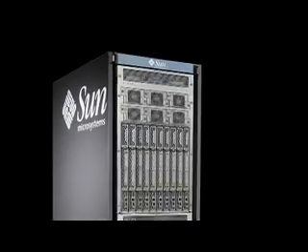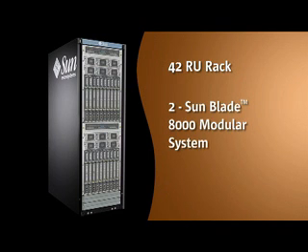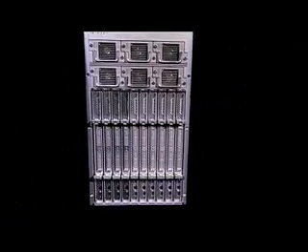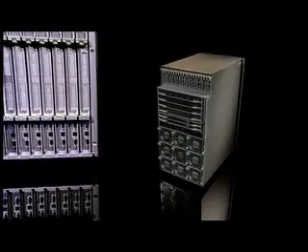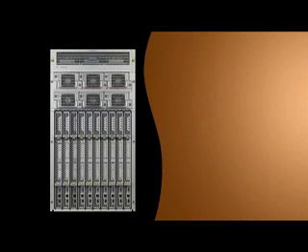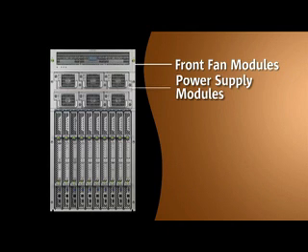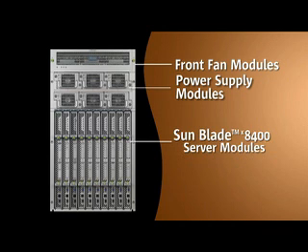enclosure. A fully loaded 42-rack unit rack can hold up to 2 Sunblade 8000 modular system chassis, which will hold up to 160 cores in the rack. The Sunblade 8000 modular system offers enterprise-class reliability with easily accessible hot swap modules, which make it easy to configure and upgrade. Front accessible modules include front fan modules, front mount power supply modules, and the Sunblade x8400 server modules.